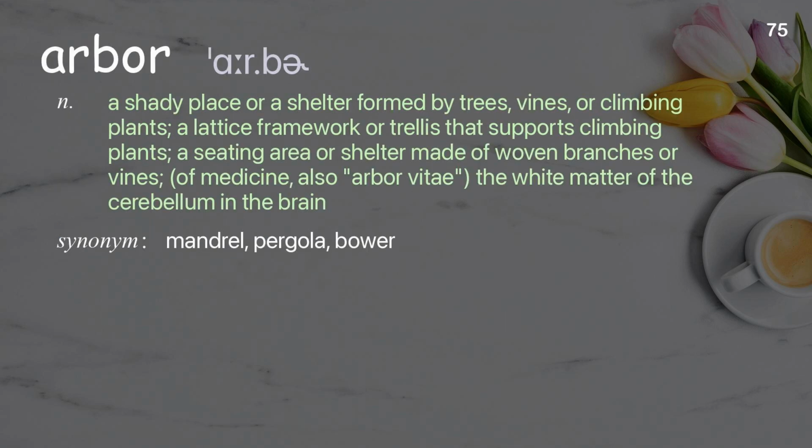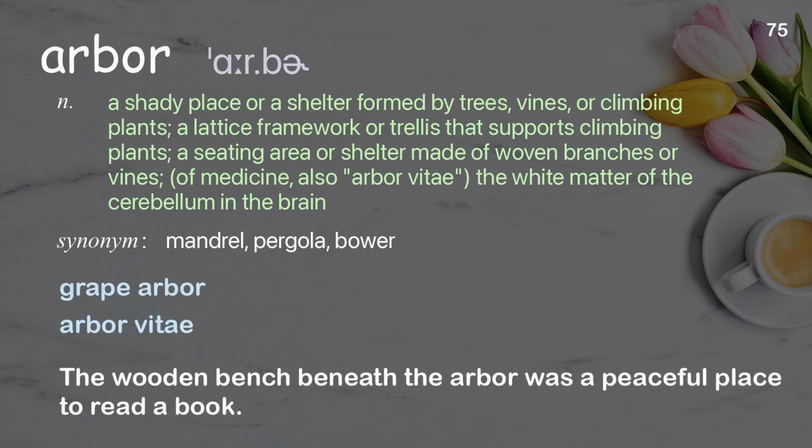Arbor. A shady place or a shelter formed by trees, vines, or climbing plants, a lattice framework or trellis that supports climbing plants, a seating area or shelter made of woven branches or vines, of medicine, also arbor vitae, the white matter of the cerebellum in the brain. Examples. Grape arbor. Arbor vitae. The wooden bench beneath the arbor was a peaceful place to read a book.